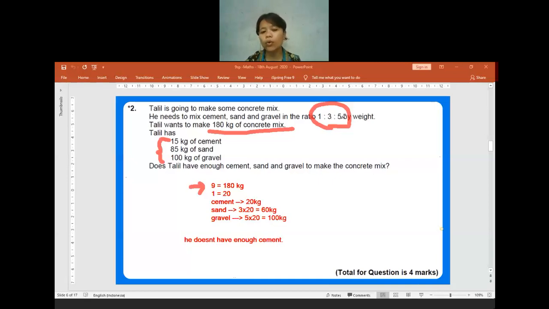Now we follow the ratio for cement, sand and also gravel. The ratio for cement is 1, so 1 will be 20 kg for cement, and he only has 15 kg. So it means he doesn't have enough cement. For the sand he has 85 kg. If we follow the ratio, we only need 60 kg, so he has enough sand. For the gravel, we follow the ratio, 5 equals 100 kg, and he already has the 100 kg. So he has enough sand, enough gravel, but not enough cement.